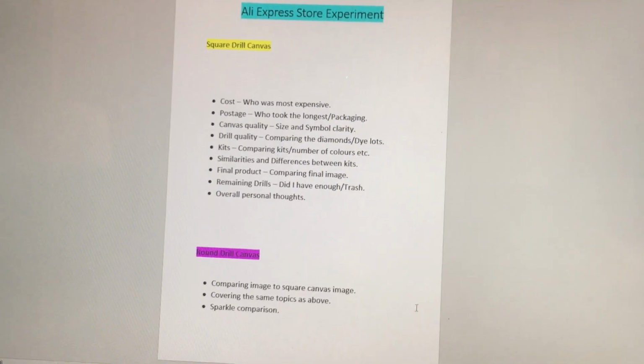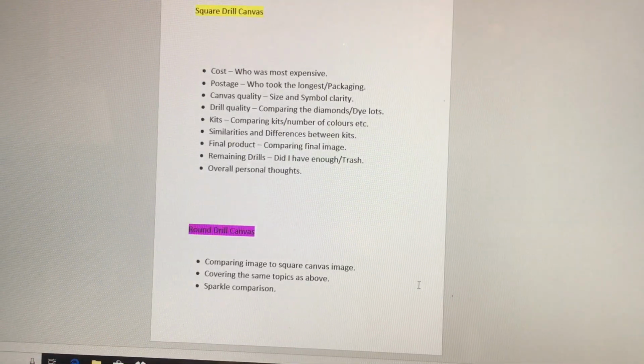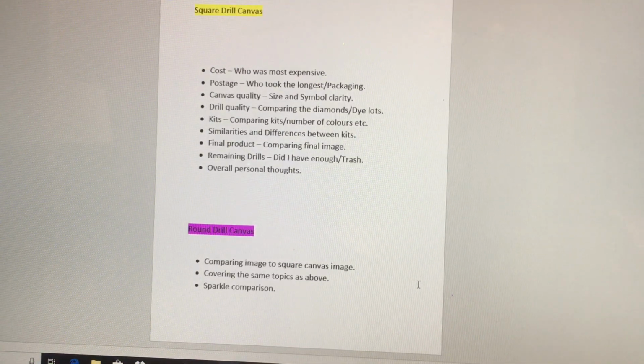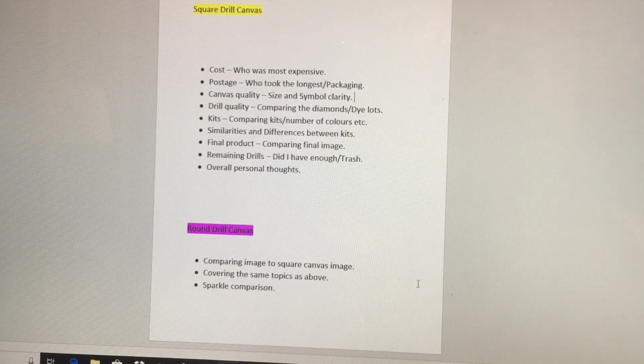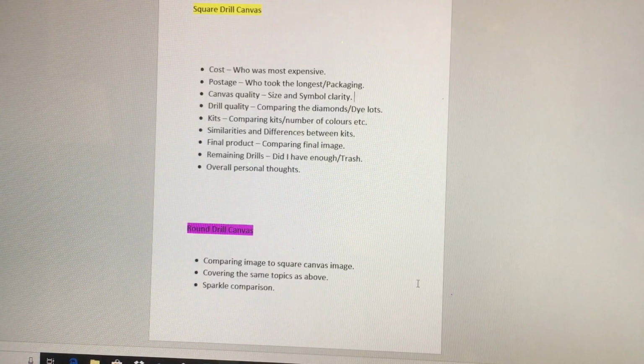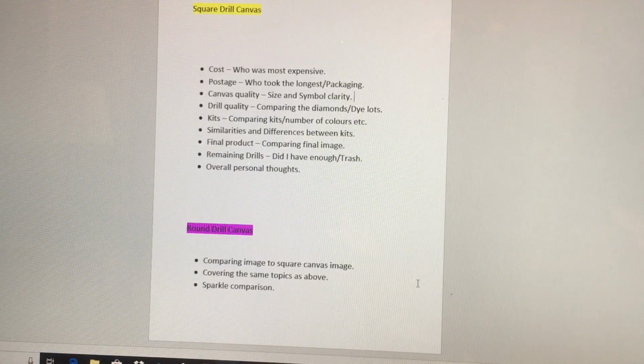AliExpress store experiment. Yeah, so hopefully everybody out there is interested in this kind of thing. It'll be interesting to see the same image done three times over from three different stores. And the reason I picked HOMFUN, Evermoment and Huacan for the three squares is those three stores seem to be the ones that pop up the most on the Facebook groups of what most people seem to be ordering from AliExpress. Whenever someone asks where to order, those are the ones that everyone seems to jump in with the most.